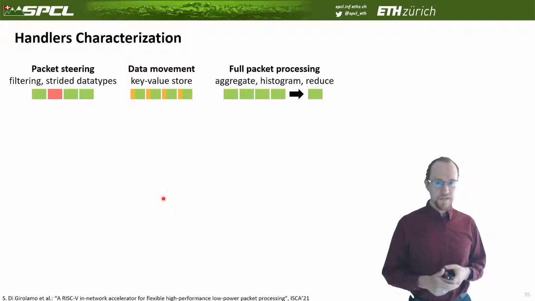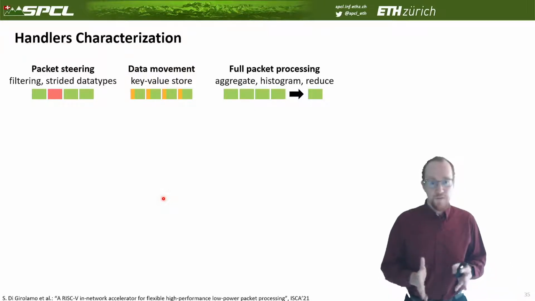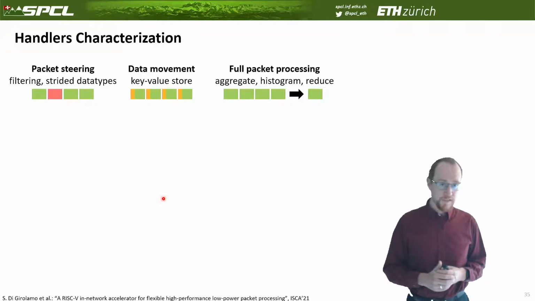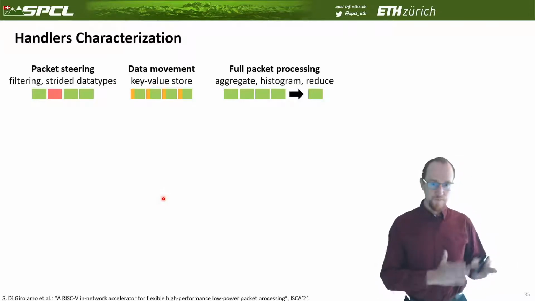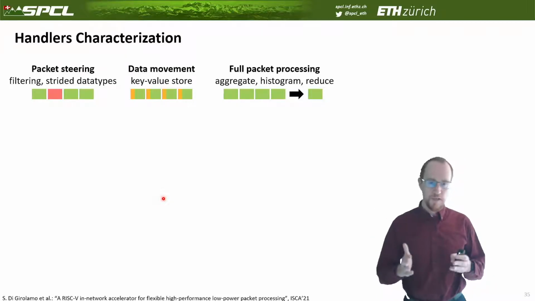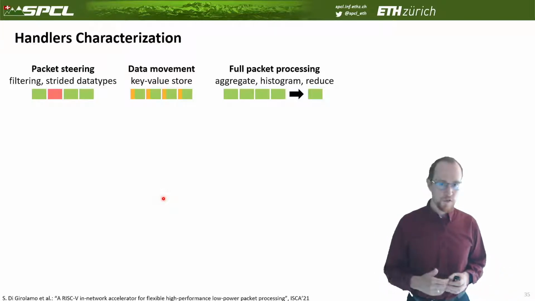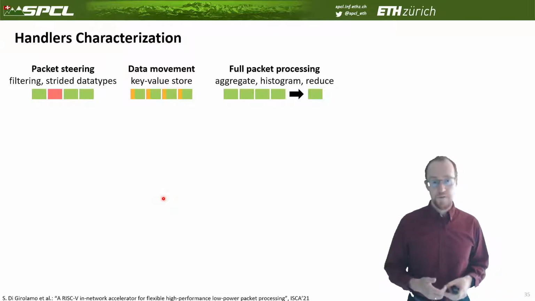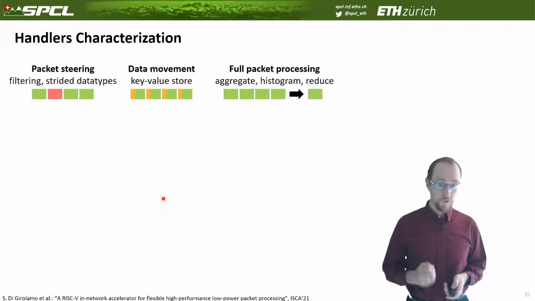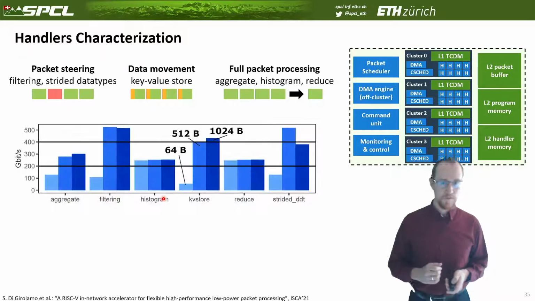We look at packet steering handlers, where we really just decide where the packet goes. For example, in the filtering case, we either discard the packet or just move it forward. In the data type case, I already explained, we just move the packet into different memory locations. We have a data movement case where we have to look up specific locations to deposit the data to, like in a key value store. And we have full packet processing, where we need to look through all of the content of these packets in order to figure out what to do with them. Of course, full packet processing is the most demanding use case in our particular case.